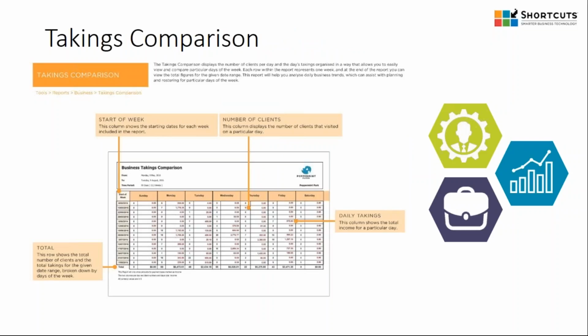The takings comparison report displays the number of clients per day and the day's takings organized in a way that allows you to easily view and compare particular days of the week. Each row within the report represents one week, and at the end of the report you can view the total figures for the given date range.